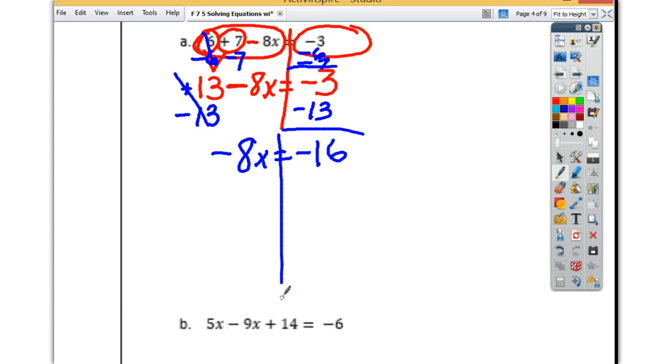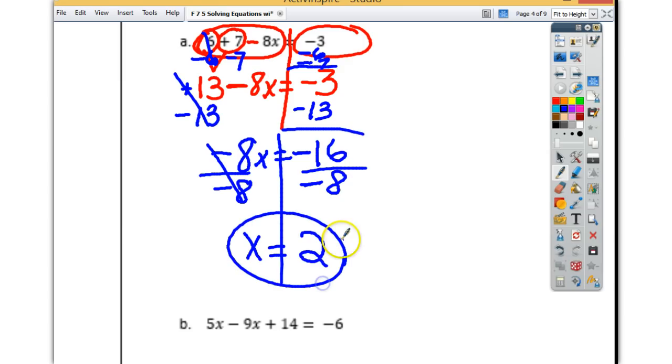Now my final step, what do I do to both sides? Add, subtract, multiply, or divide? Guess again. Divide by a negative 8. So positive 1x, so x equals what, class? What's a negative divided by a negative? Positive. 16 divided by 8 is 2. And then you can check it on your calculator. Negative 8 times 2 is a negative 16. What is 13 minus 16? A negative 3.